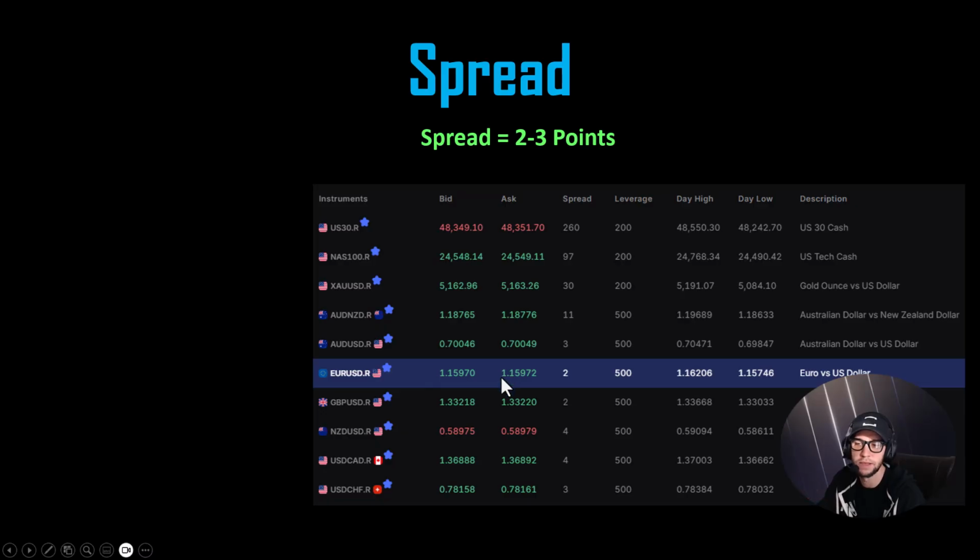So if I buy this, I'm basically buying at, we'll say for example, Euro US dollar. It's already highlighted in blue. If I'm buying it, I'm buying at 1.15972. If I decide I want to sell it right away, I'm selling at 1.15970. That's a spread of 2 points. Not bad. It's actually really, really good. My leverage is obviously 500. It tells me the day high, the day low, and obviously the description of what it is.